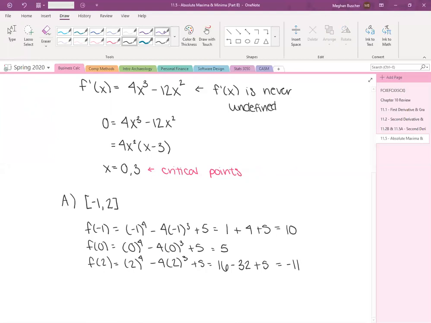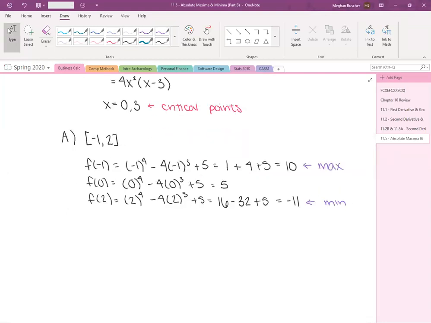Okay. So where is our max and where is our min? And actually, more specifically, what is our max and what is our min? So our absolute min would be at 2, negative 11, right? Mm-hmm. And then the max would be at negative 1, 10. Awesome. Exactly. And that's really all we have to say. Okay. And then we'll go through B, but it's the exact same process. So then we have 0 to 4.